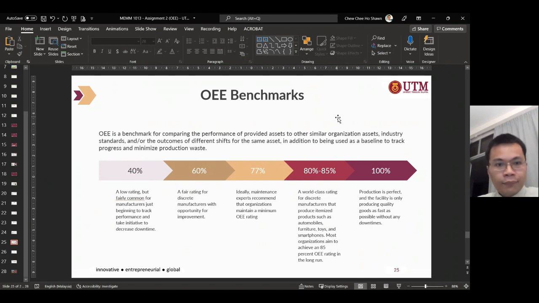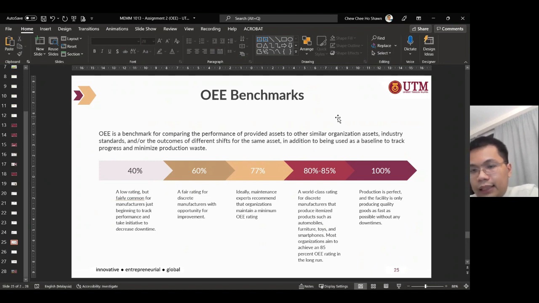So we can see that 40% is a low rating. This is where we should take initiative to reduce the downtime. 60% is a fair rating over here, but we need to keep up the improvement. Over here, we have 77%, but this figure may change year to year. Ideally, they recommend a minimum OEE rating. But if you reach 80 to 85%, it's considered a world-class rating.